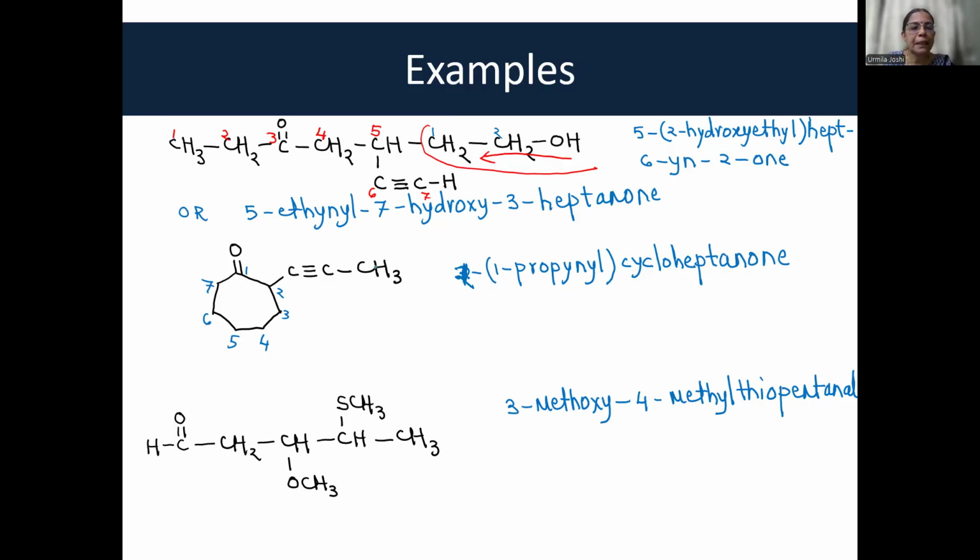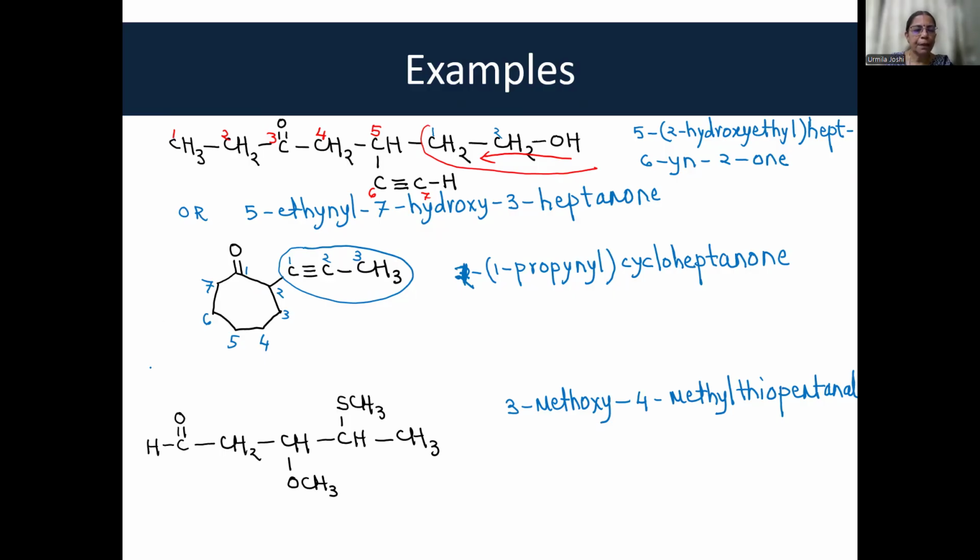Now, what is that substituent? It is propyne. Okay, this entire substituent is propyne. But since this is propyne, you will have to specify whether sp hybridized carbon is attached to the cycloheptane or the sp3 hybridized carbon is attached. Now, since here sp hybridized carbon is attached, how will you name this? 1, 2, and number this. So it is 1-propynyl cycloheptanone. Okay.